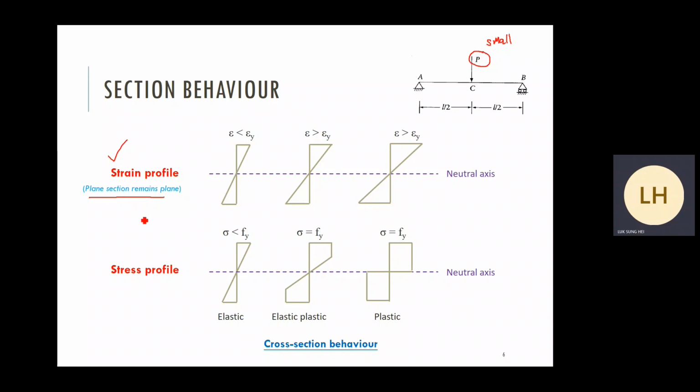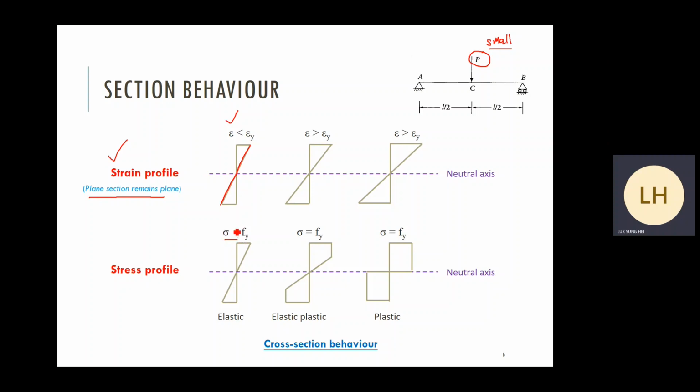What is the meaning of this statement? Remain plane. It means that after bending, the section remains a straight line. A section remains a straight line after bending. This is the so-called plane assumption. When the loading is small, we assume that all the material remains elastic. So the maximum strain is lesser than our yield strain. Similarly, stress is smaller than our yield stress.